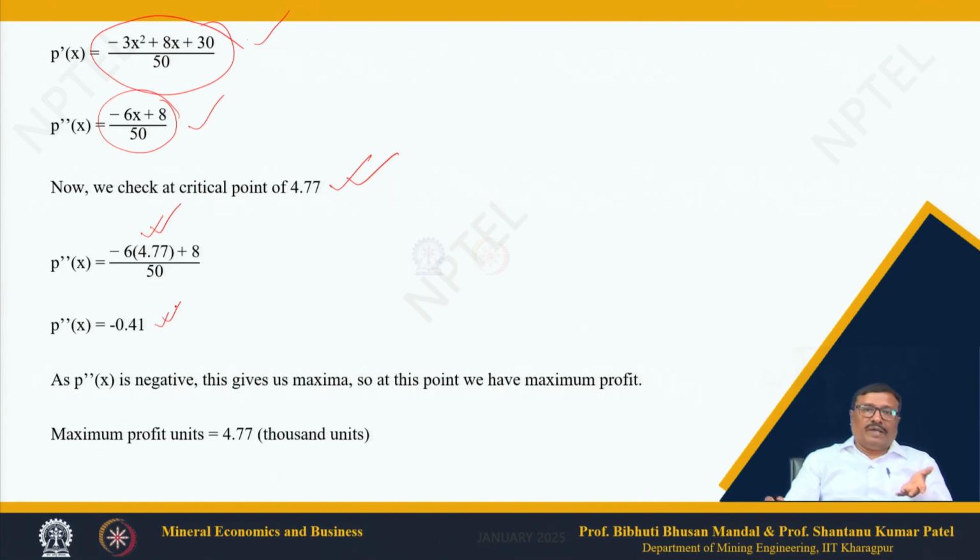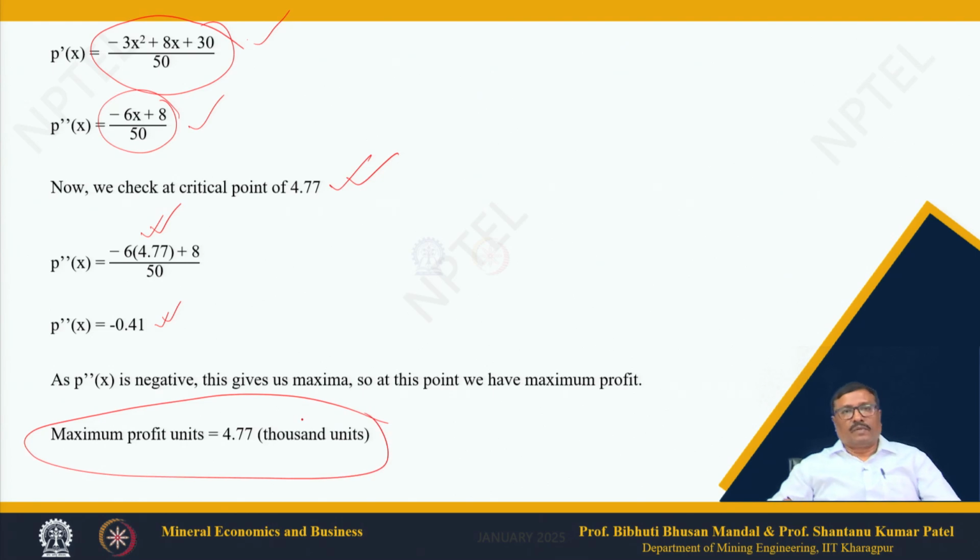So, at this point we have maximum profit, we do not have to check others. So, by substituting 4.77, we get the point where we get the maximum profit. So, the maximum profit unit is 4.77 into 1000. So, it will be 4770 units.